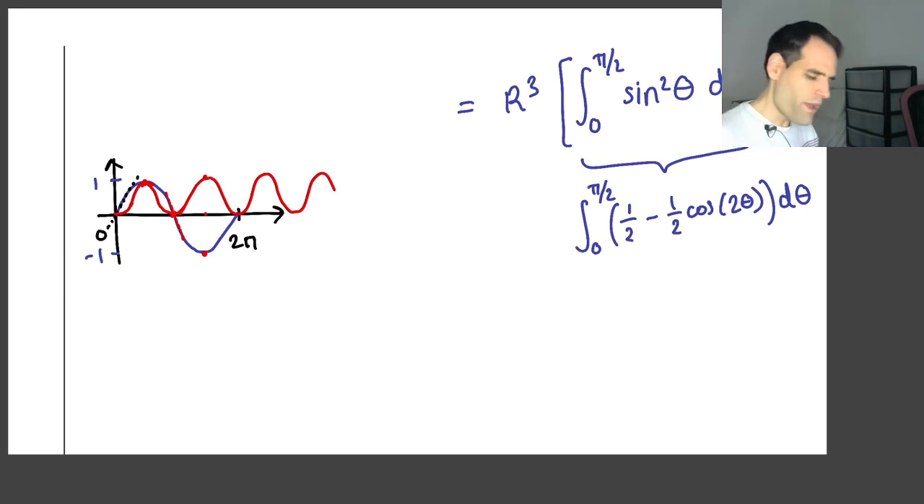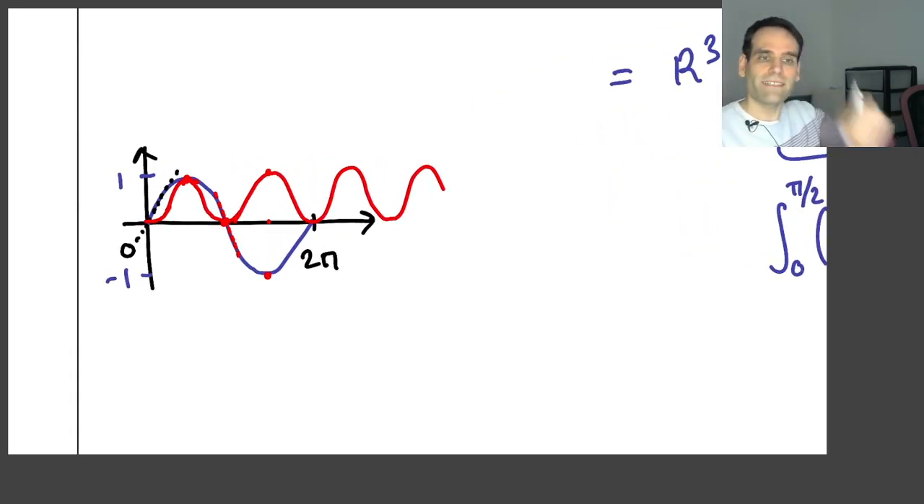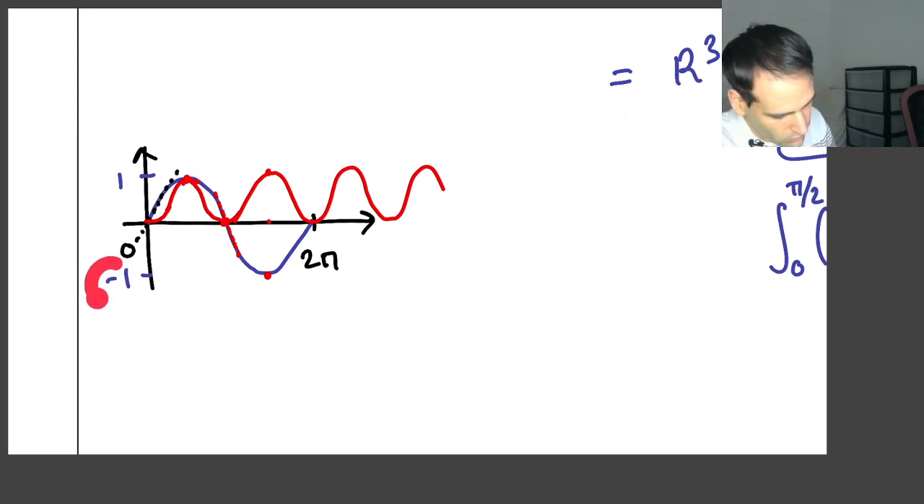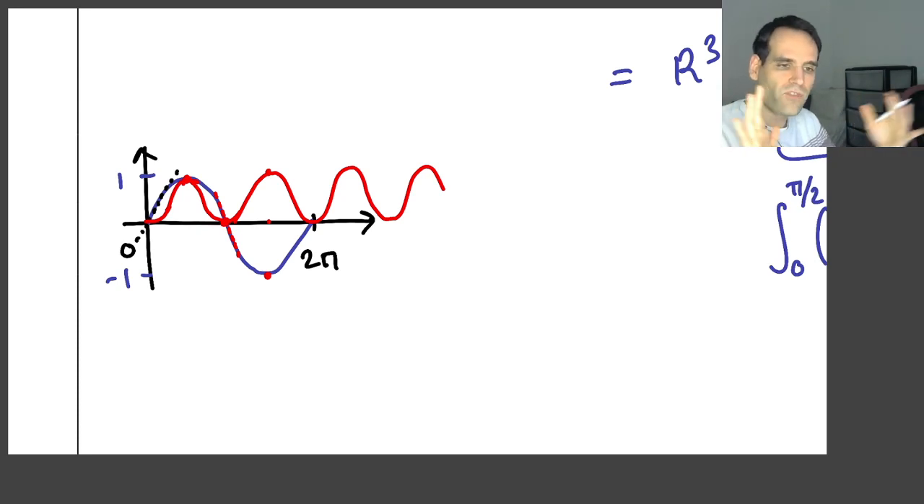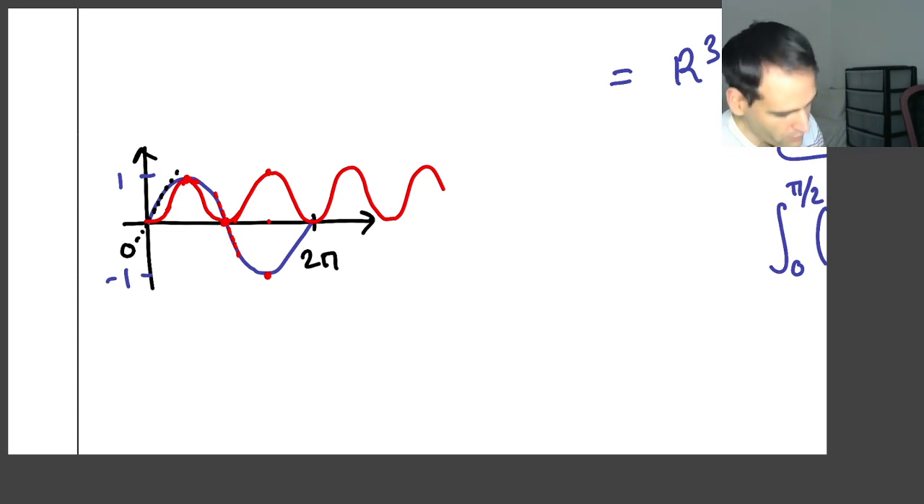So I always remember that sine squared looks like a sine wave, except that instead of going from minus 1 to 1, it's going from 0 to 1. And that's very easy to remember. Also it's easy to remember that it has twice the frequency, or the period is half, because here you have one peak and one trough in 2 pi, while in the square you have 2 peaks and 2 troughs in 2 pi. So it's double the frequency.